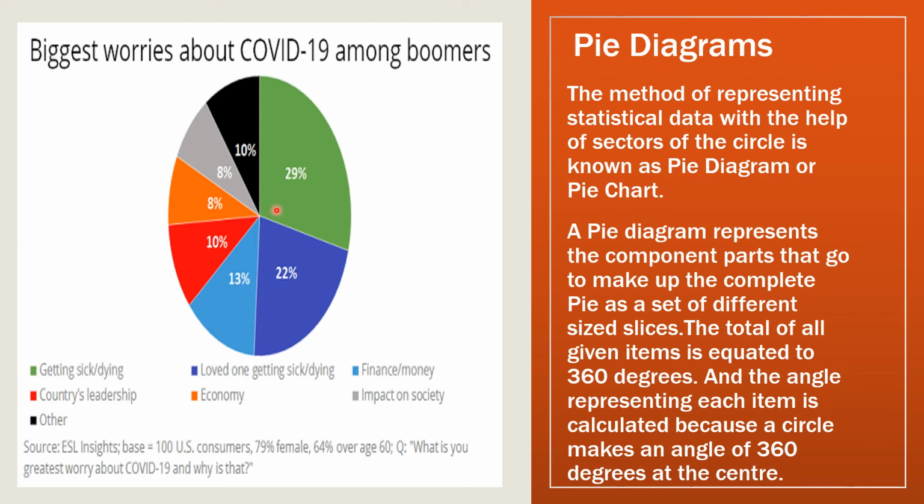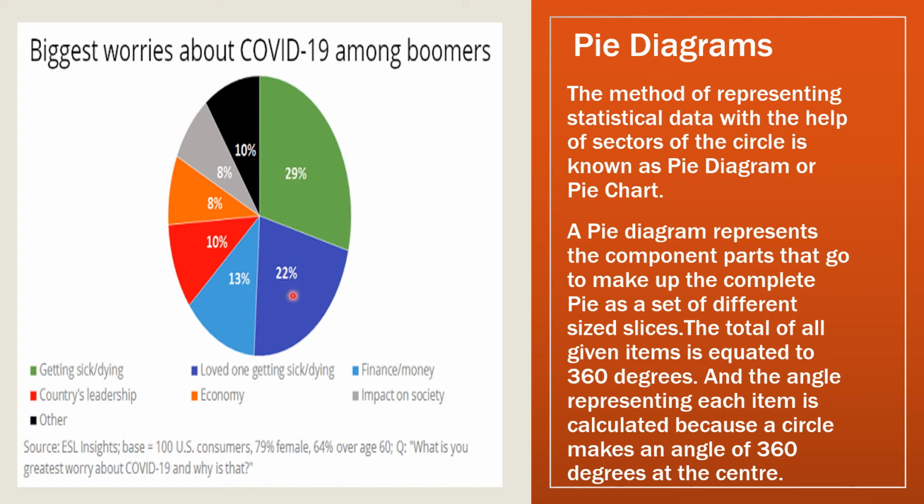Now here we have, most of us have big worries about COVID-19. And so a survey was conducted with US consumers. And there were 79% of females, 64% of the group were over the age of 60. And the question that was asked of them was, what is your greatest worry about COVID-19 and why is that? So these were their answers. Getting sick or dying. So you had 29% answering that one.